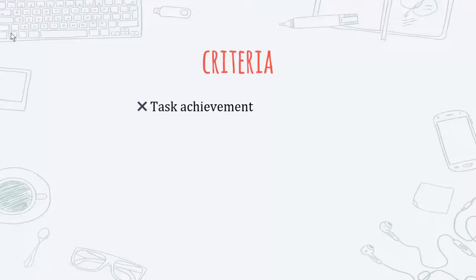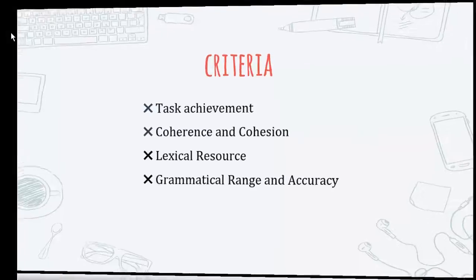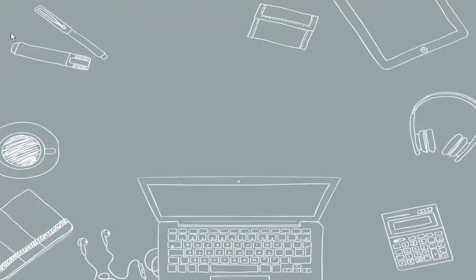So, how is the writing paper assessed? A trained assessor will read your answers and award a mark based on the following criteria. Did you answer the question fully and write 150 words? Is your writing easy to understand, and are your ideas well organized and clearly linked? Did you use a wide range of vocabulary accurately and effectively? Did you use a wide range of grammatical structures accurately and effectively? Got the general idea? Great!